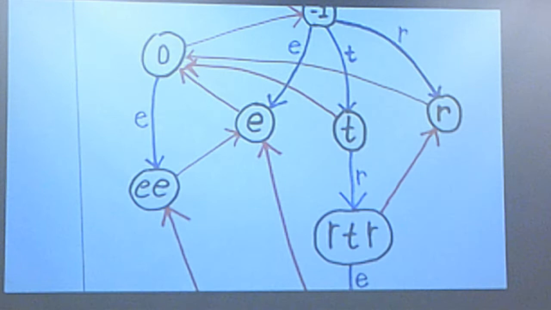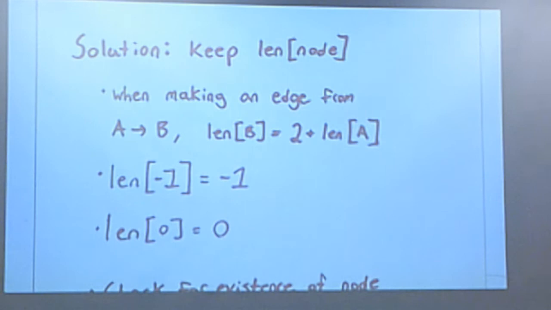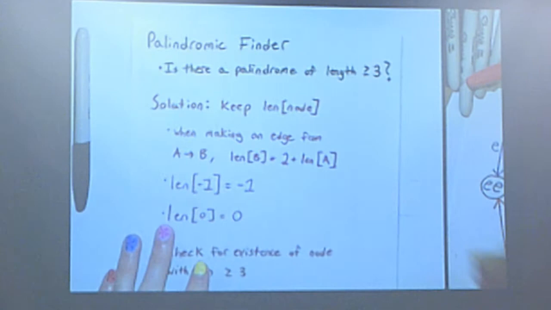Okay. So I'll go to the first problem. The first problem is pretty easy. This was on Tomas' set. I have links to all the problems posted in the Discord, and also the link to the paper that I mainly use for a lot of information. So the problem is, it's a Tomas set, palindromic finder.